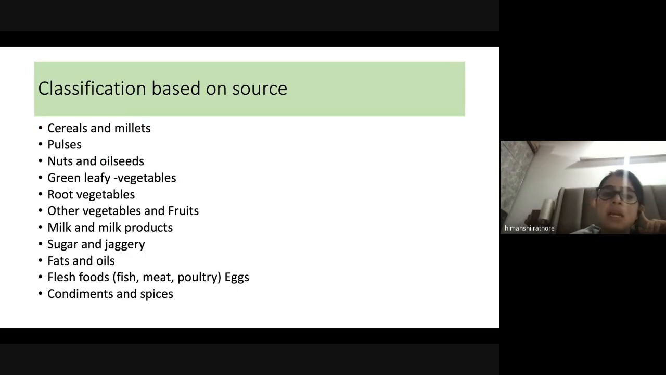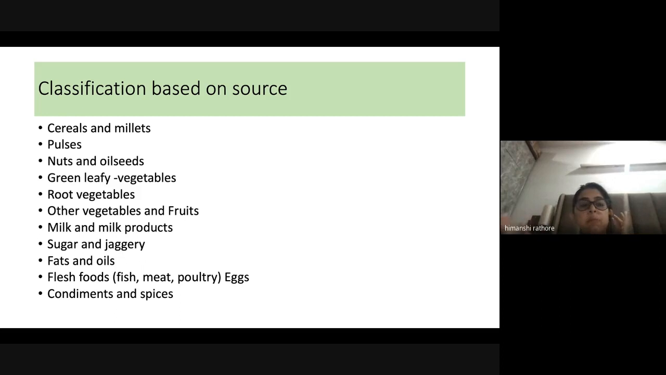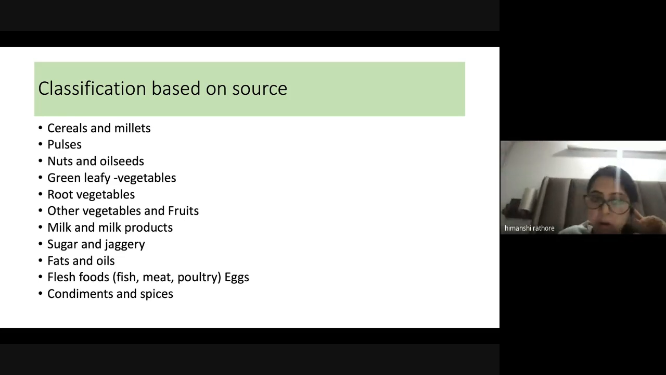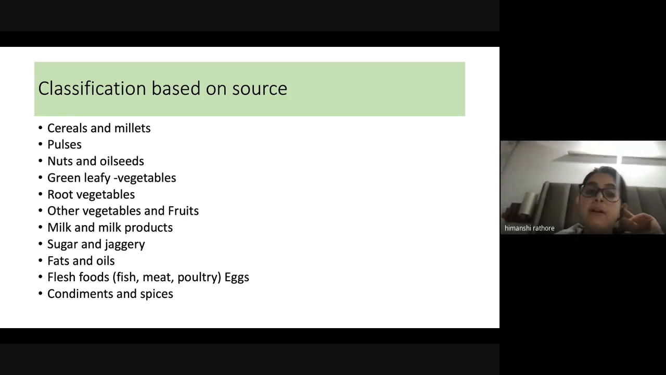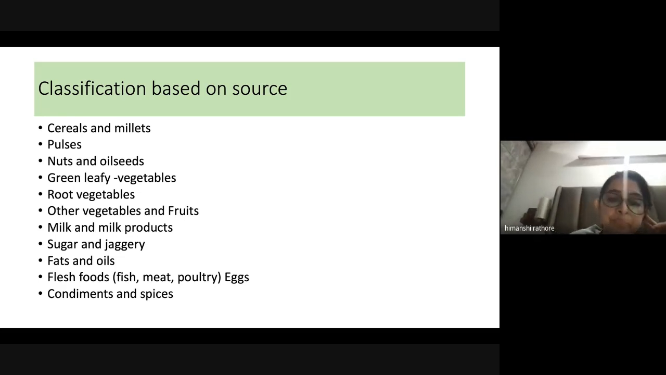Classification based on sources: I have already talked about that you must be having food from all these food sources. You have a cereal in your plate. You must have a pulse in your plate, some nuts, green leafy vegetables, root vegetables, milk and milk products, sugar and jaggery, fats and oil. And if you're non-vegetarian, then protein-rich food like fish, meat, poultry, eggs should be there. And you have to have some condiments and spices also.